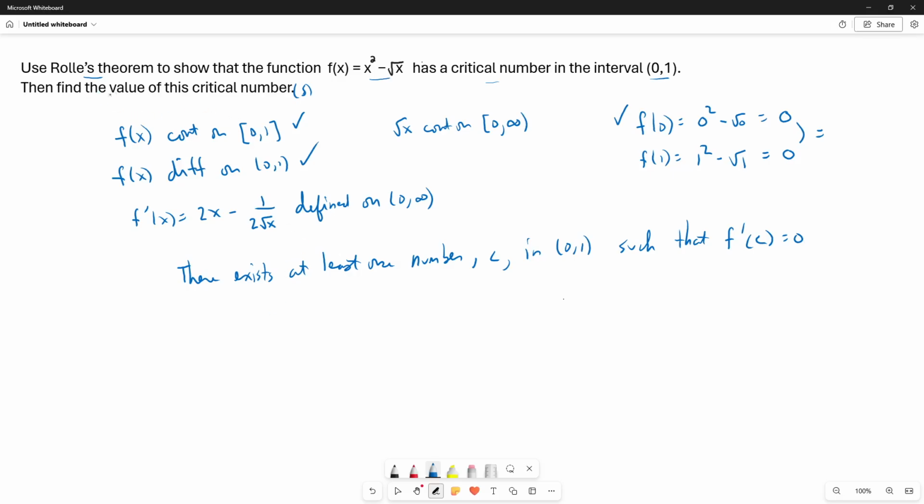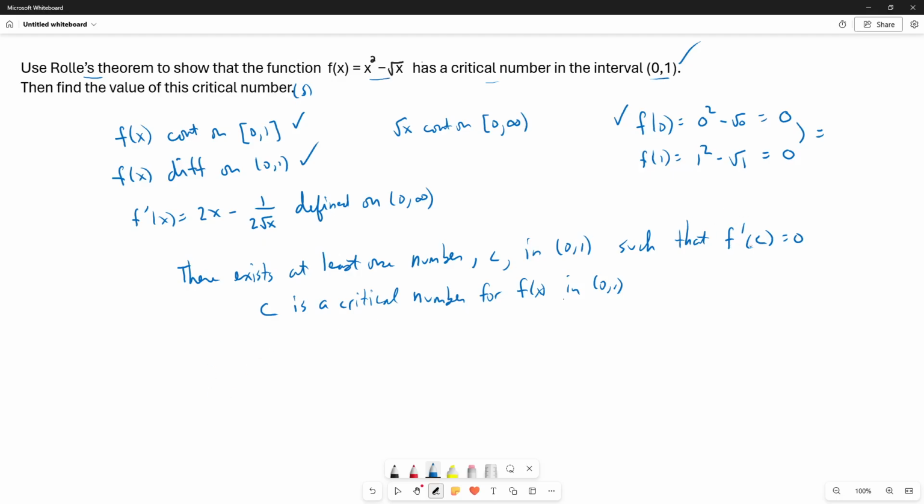So in our problem, we want to show that the function has a critical number, and when the derivative is 0, we have a critical number. So in other words, the theorem guarantees the existence of a critical number in the interval. So C is a critical number for f in the interval 0 to 1. So the first part of the problem has been demonstrated. We have shown that the function has a critical number in the open interval. Okay, now we have to find the value of that critical number.